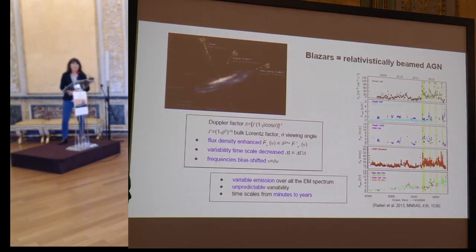Blazars are active galactic nuclei with a jet pointing towards us, so that the emission from the jet is relativistically beamed, the flux is enhanced, the variability timescales are shortened because of time contraction, and the frequencies are blueshifted. Blazars emit at all wavelengths, and the emission is variable in an unpredictable way, with timescales ranging from minutes to years.